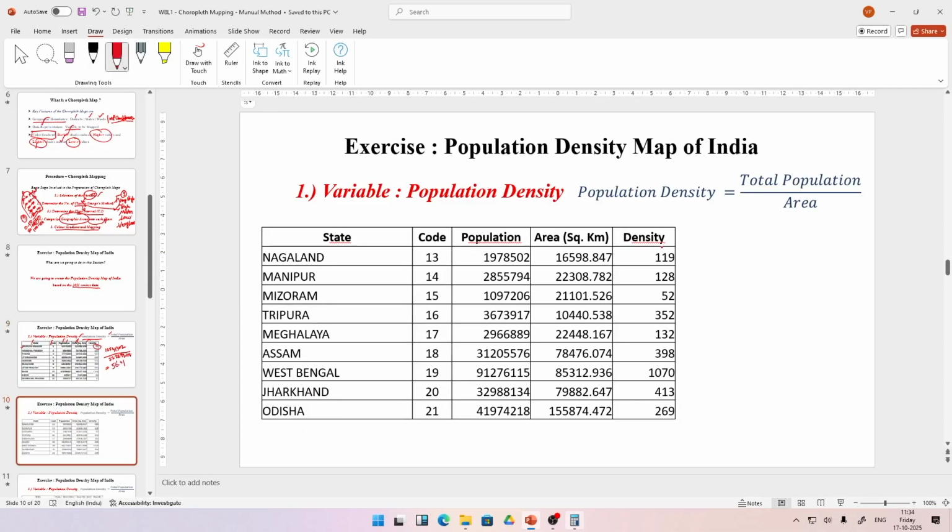In a similar way, you can try to create this particular table in your notebooks or anything. You can try to create this table and then you can try to do the calculation for your population density. In a similar way, I have done it for all the states. Okay. So, now we are done with the population density. You can also take this example with you, but just try practicing it.